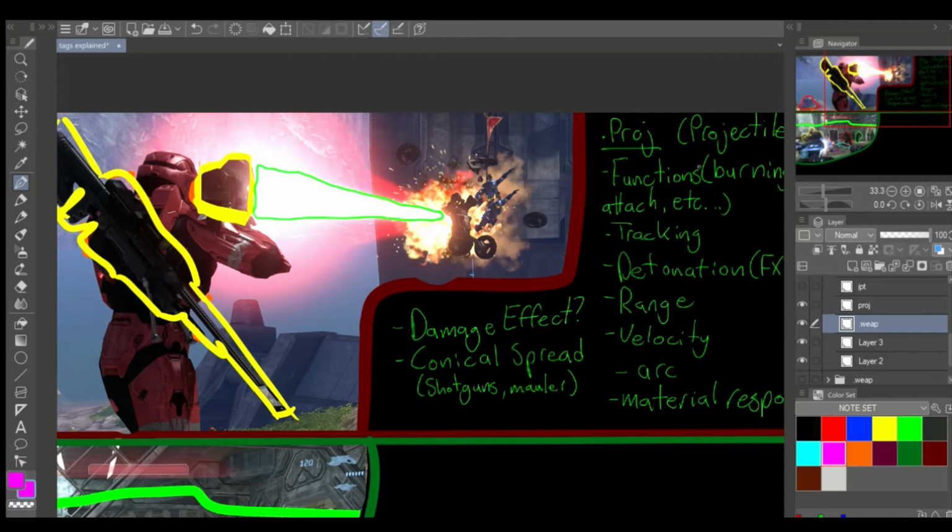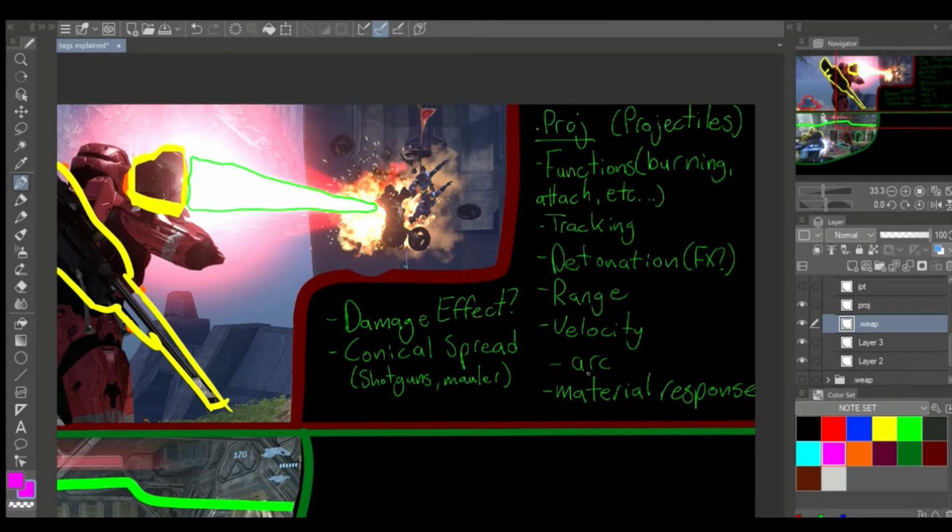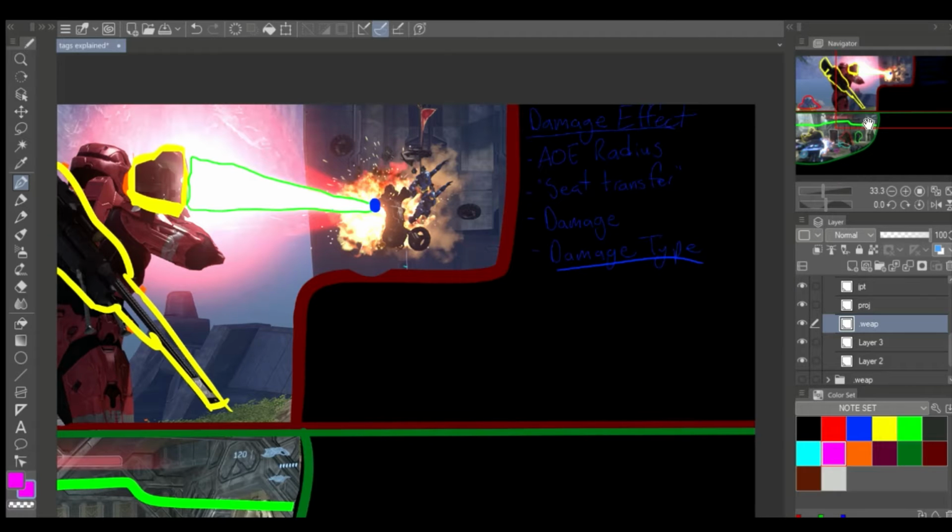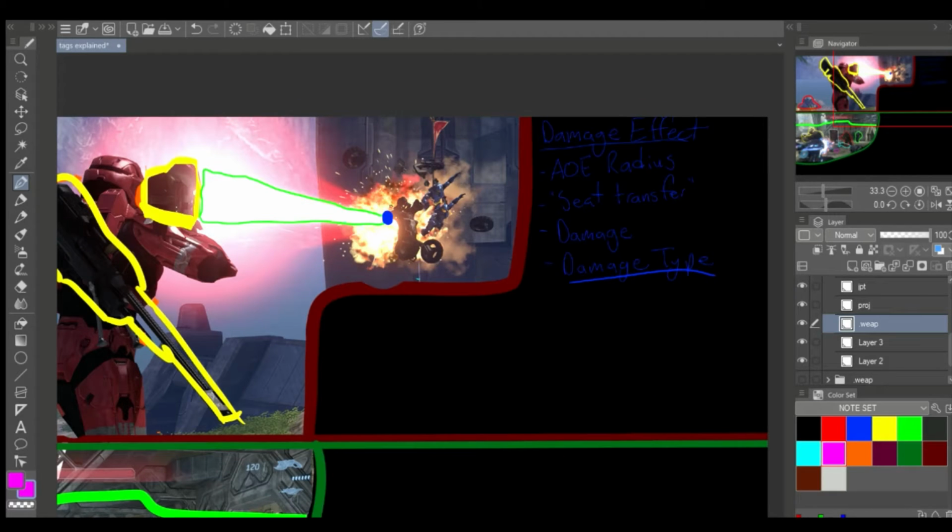The projectile tag covers everything about the projectile in flight, right up to and including the point of impact. So things like the damage effect, again, lights, sounds, that kind of stuff. The various functions, range, velocity, arc, material response, which I'll get into when I talk about globals. And then there is the damage effect, which is pretty much what it sounds like. So this is things like what's its damage type, how much damage is it doing, seat transfer, which I'll talk about when we get into vehicles, and the AoE effect, if we're talking about an explosive weapon or area of effect.